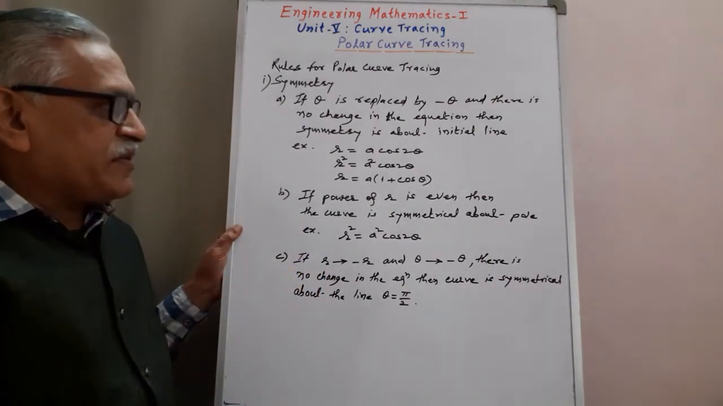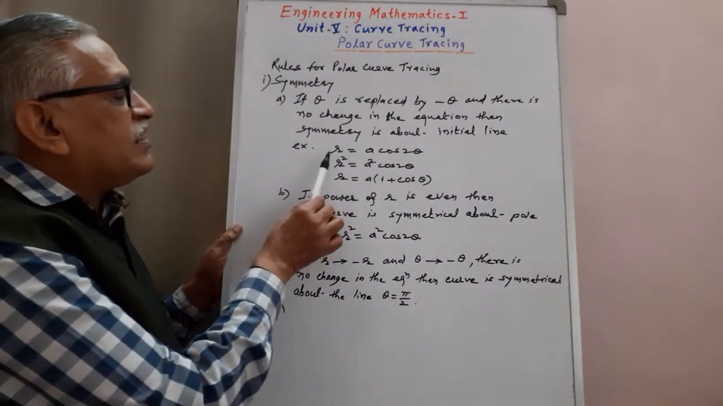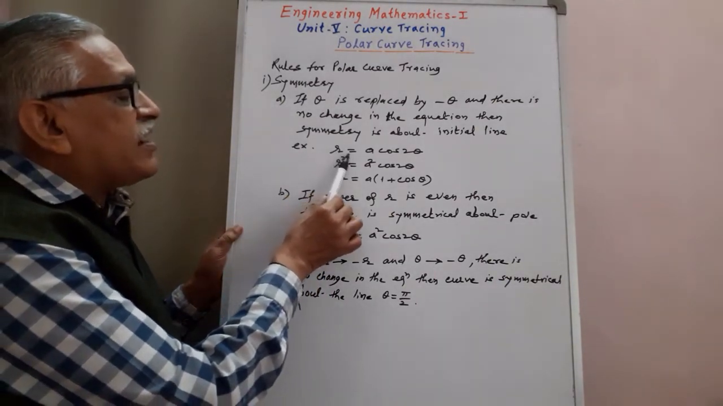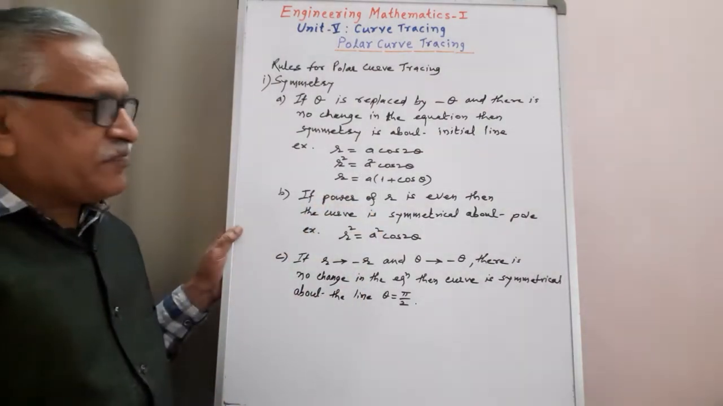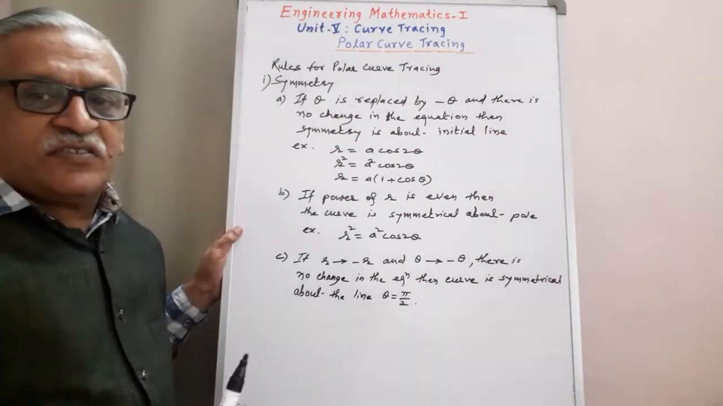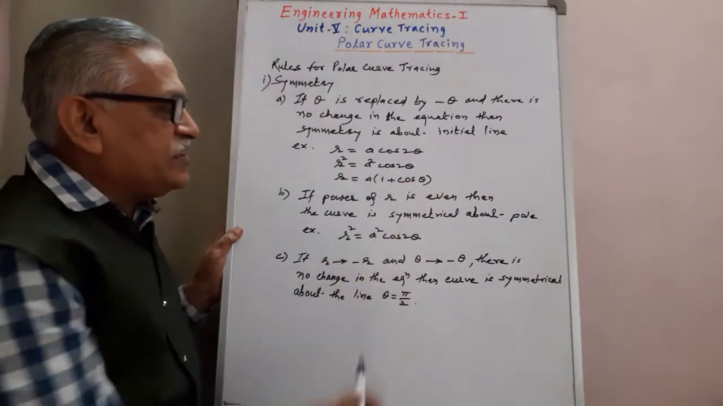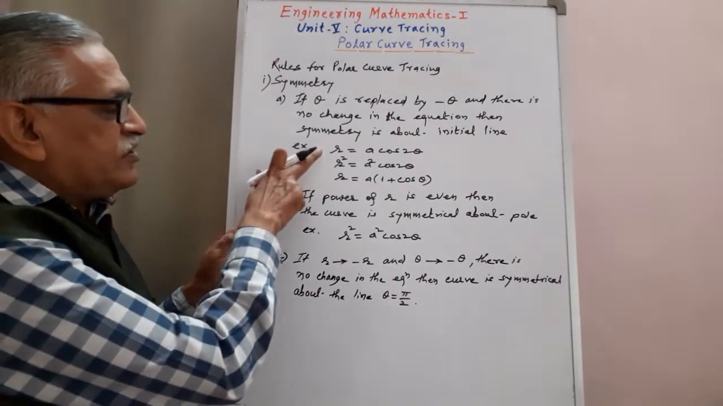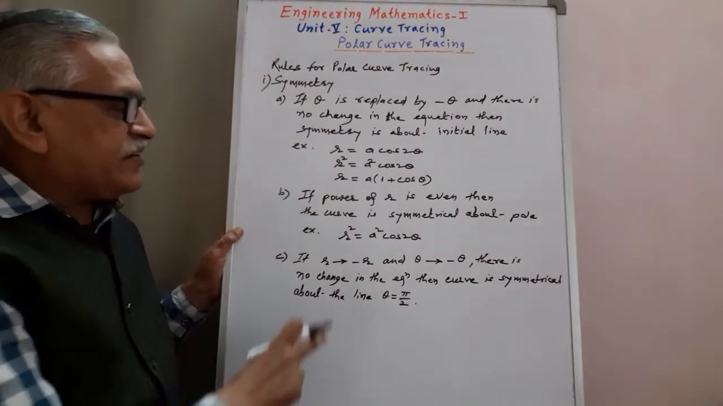That is the first type of symmetry. For example, consider the equation r = a cos 2θ. If we replace θ by -θ, cos(-θ) is cos θ, which means no change in the equation. Therefore this curve is symmetrical about the initial line.